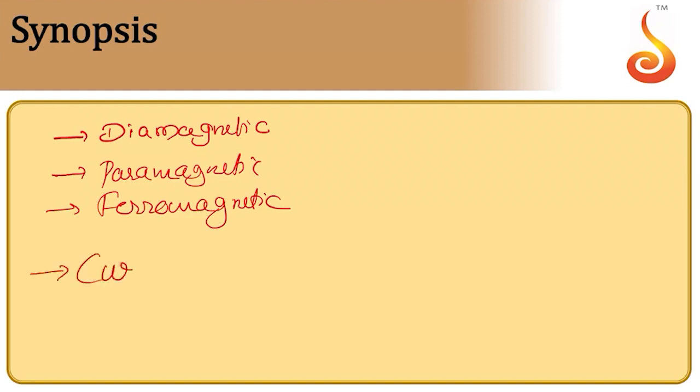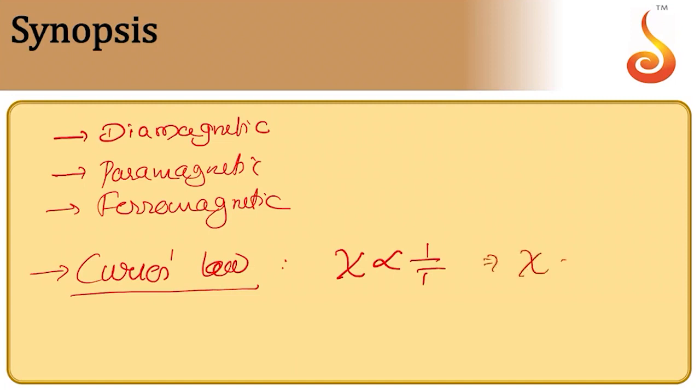Curie's law deals with magnetic susceptibility and the temperature relation for paramagnetic materials. So, according to Curie's law, for paramagnetic materials, susceptibility is inversely proportional to the absolute temperature. This is known as Curie's law. This is written as chi is equal to C divided by T, where C is called Curie's constant.